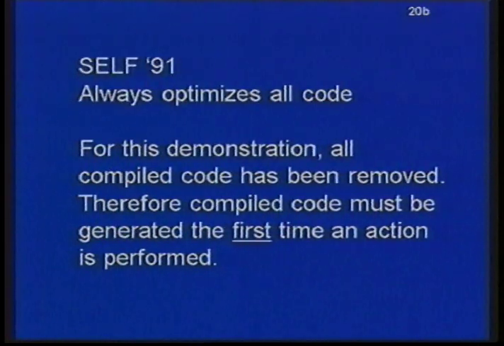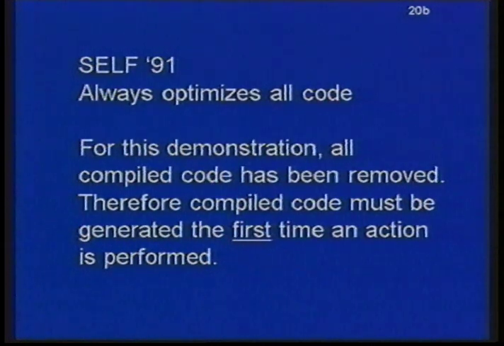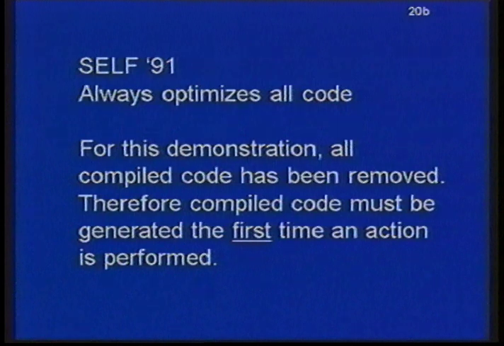To show you what happens when you use an optimizing compiler in an interactive programming environment, I'm going to show you an example from Self, namely the Self programming environment that consists of about 15,000 lines of Self code. And I'm going to show it running under the Self 91 system that always optimizes all code. Now, just before we start this example, I manually removed all compiled code from the system. So now the first time we do anything, the compiler first has to generate the code that executes the action we're actually interested in.